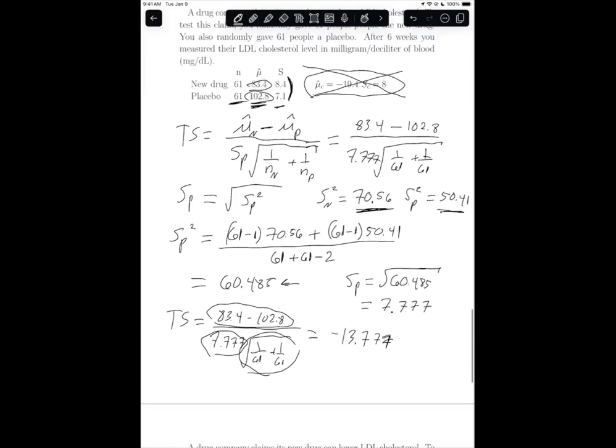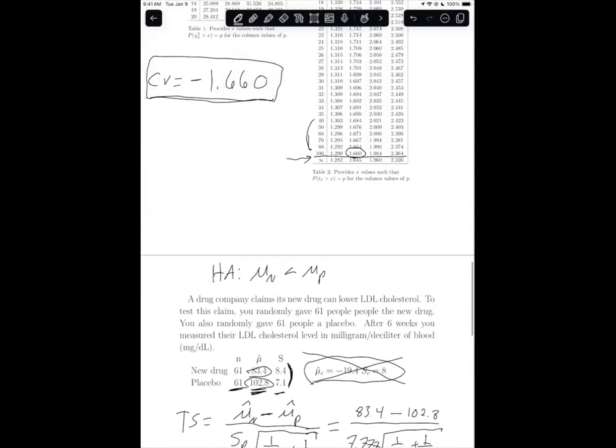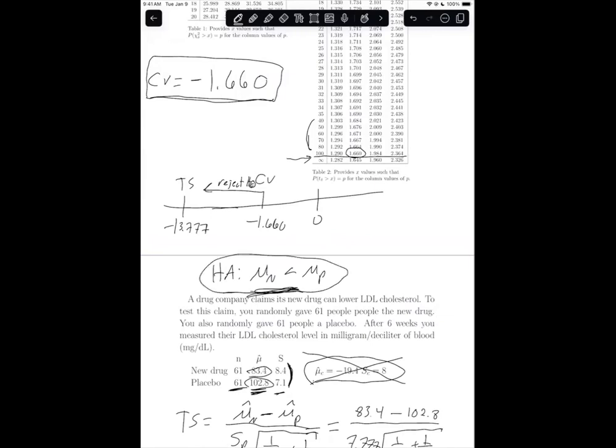Now we need to consider the statistical decision. And so remember, our critical value, scroll back up a little bit, is negative 1.660. So I'll draw a number line here. We've got 0, we've got negative 1.660, which is my critical value, and my test statistic is way over here, negative 13.777. And remember, because the alternative hypothesis is a less than, I'm going to reject in this direction. So this is where we would reject the null, and this is again coming from the alternative hypothesis.